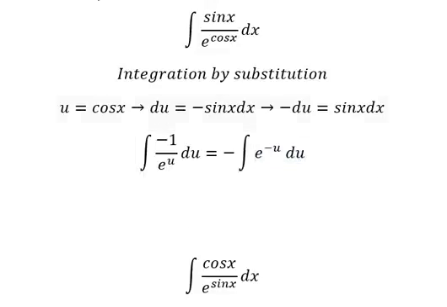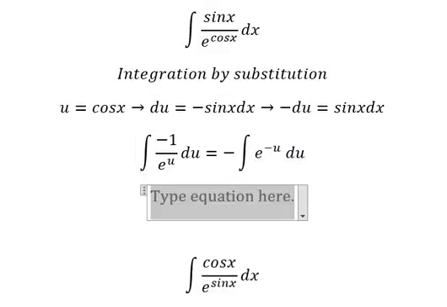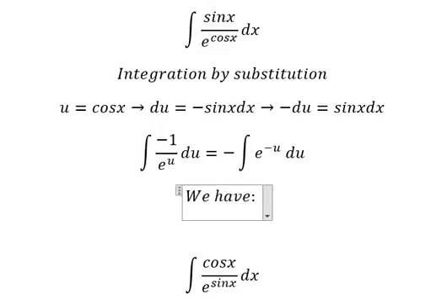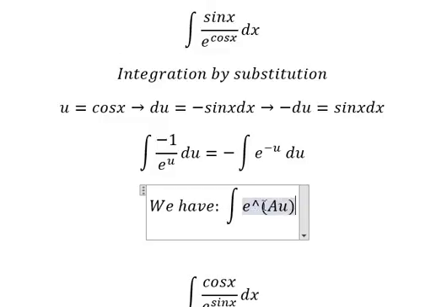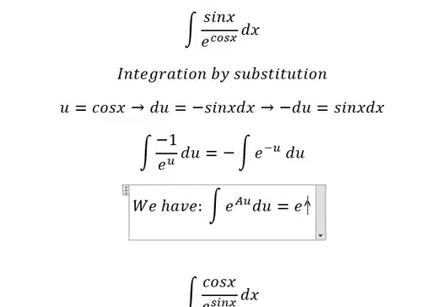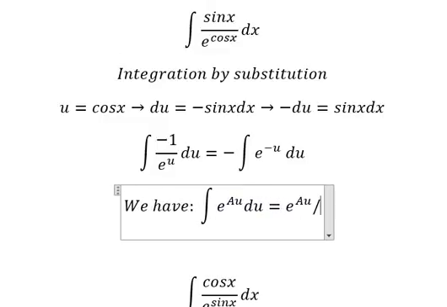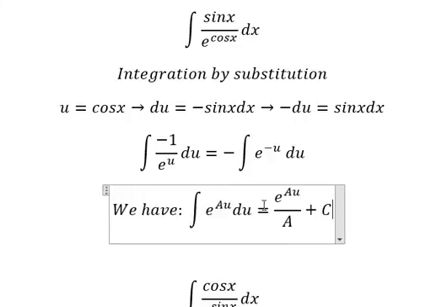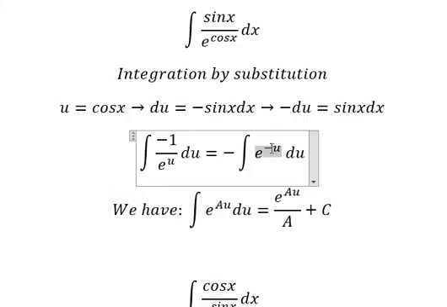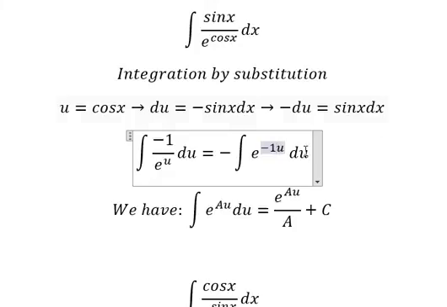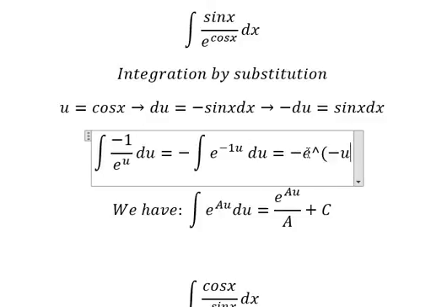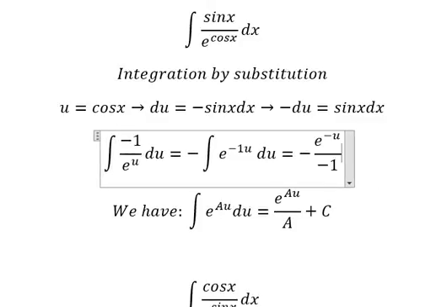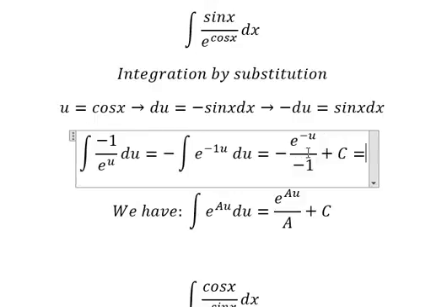Next, we have the formula in here. The integration of e to the power of au is e to the power of au over a, and I will add c. So this one is negative, that is negative 1. So the integration of this one, we have e to the power of negative u over negative 1, and I will add c.